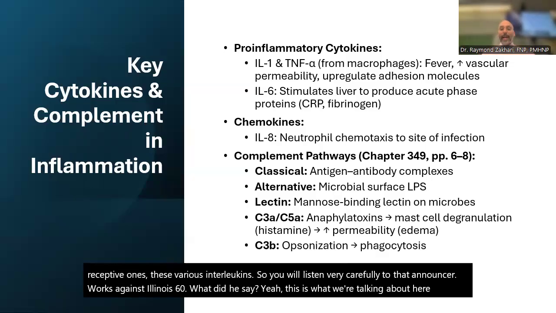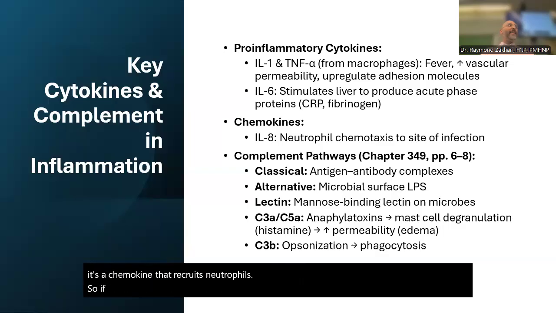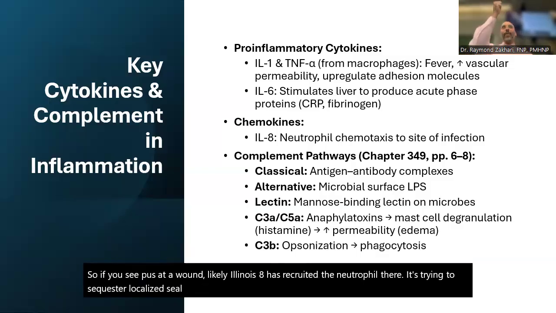IL-8 is a chemokine. It's not a cytokine per se, but it plays a pivotal role in neutrophil recruitment. IL-8, it's a chemokine that recruits neutrophils. So if you see pus at a wound, likely IL-8 has recruited the neutrophil there. It's trying to sequester, localize, seal off, make it all just here so you don't get septic. That's what we're trying to prevent.